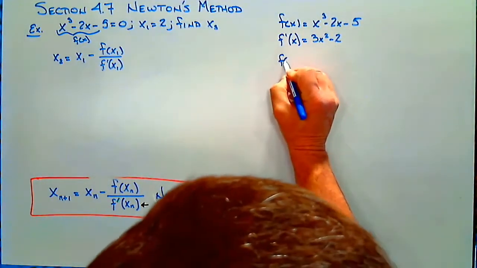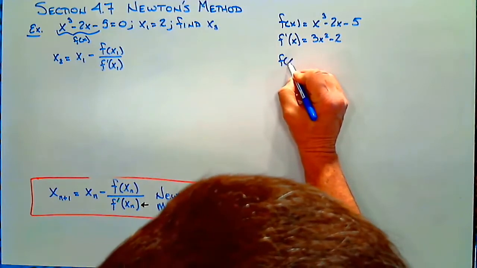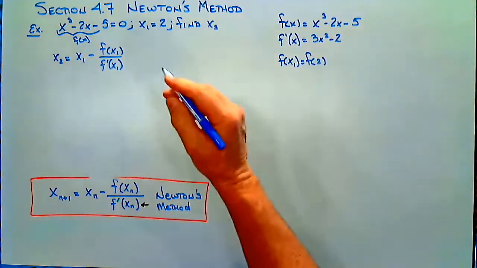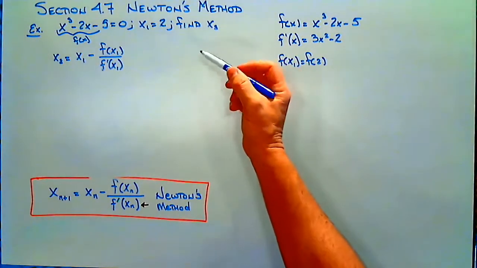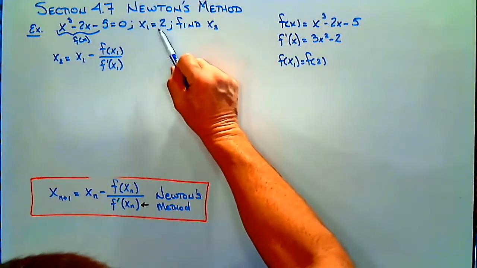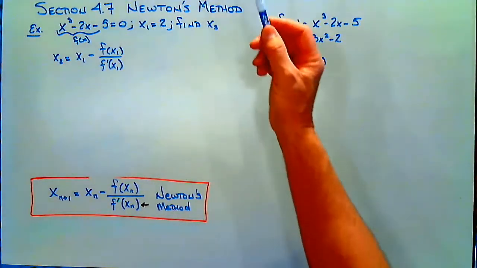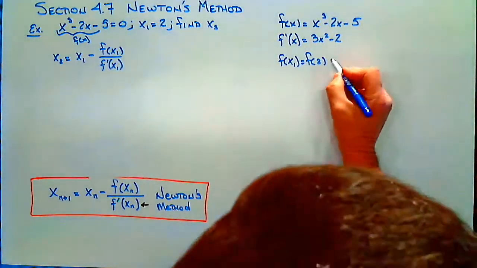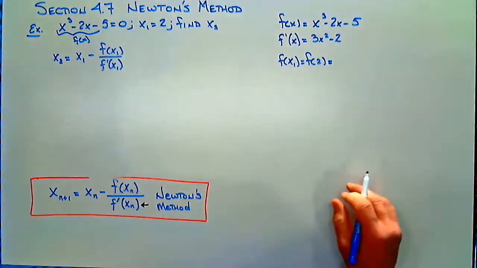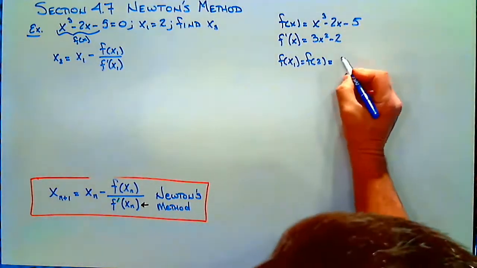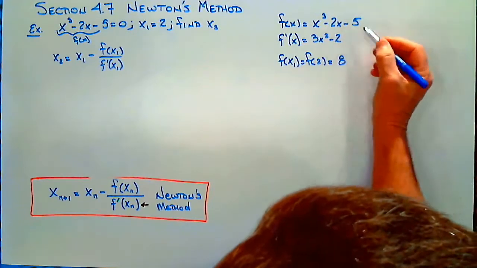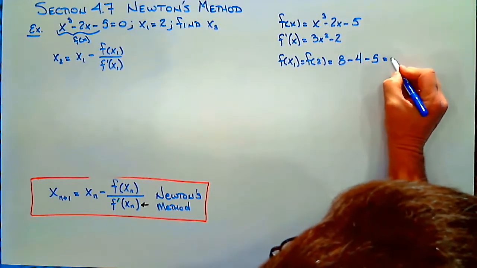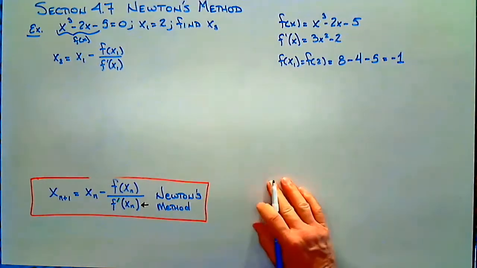So what is f of x of 1? Well, f of x of 1 is really f of 2, right? They told us to start with 2. And again, on some of the problems, they're not going to give you x of 1. So you just pick one. Pick something that's easy to plug in. Now, where do we go from here? Well, 2 cubed is 8. Minus 2 times 2 is minus 4, minus 5, and we get negative 1 for f of 2.